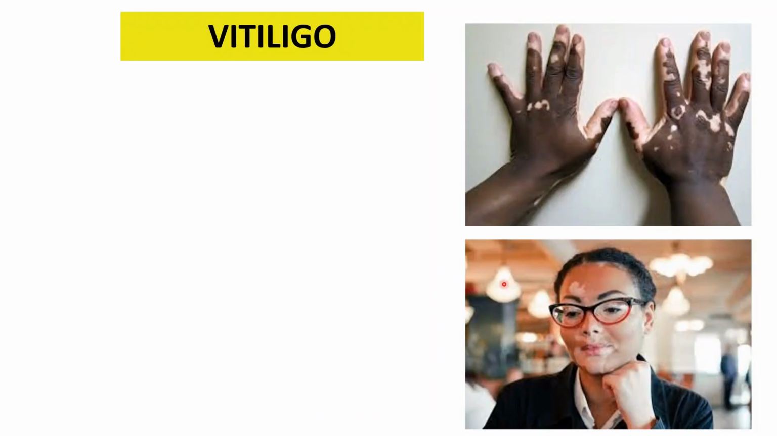So let us have some clinical application, especially number one, vitiligo. Remember, there will be absence or deficiency of the melanocytes, and that's why the skin color will be altered. There you can see a white patchy appearance of the skin. That is called vitiligo.